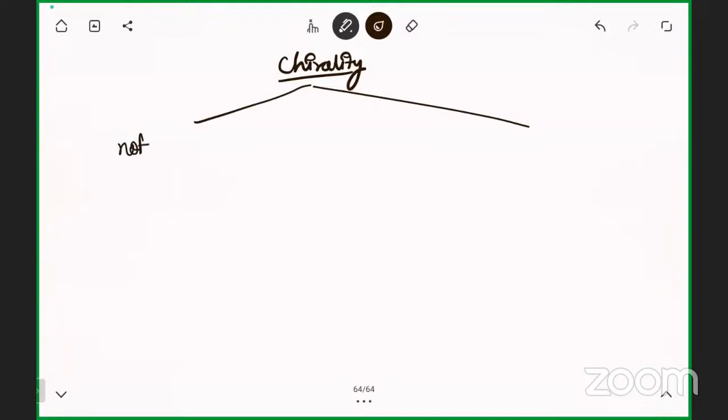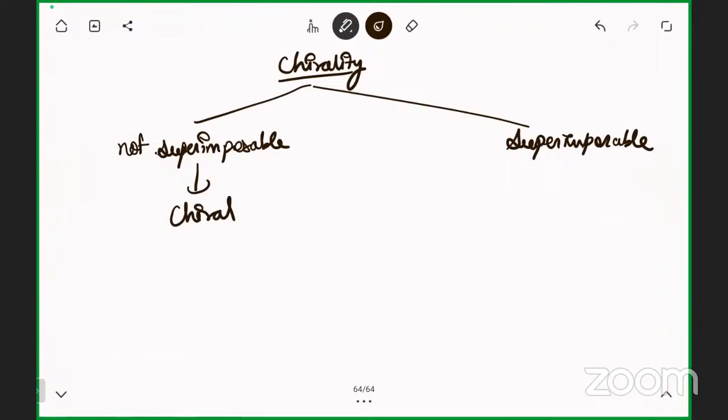One, not superimposable. Another one is superimposable. If non-superimposable, it means it is chiral. If superimposable, it is called achiral. Okay, this much is clear.